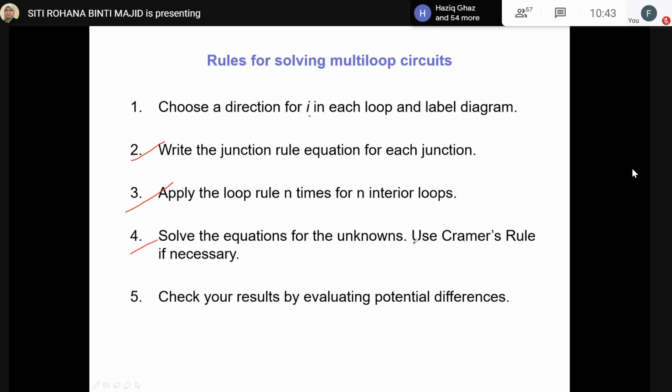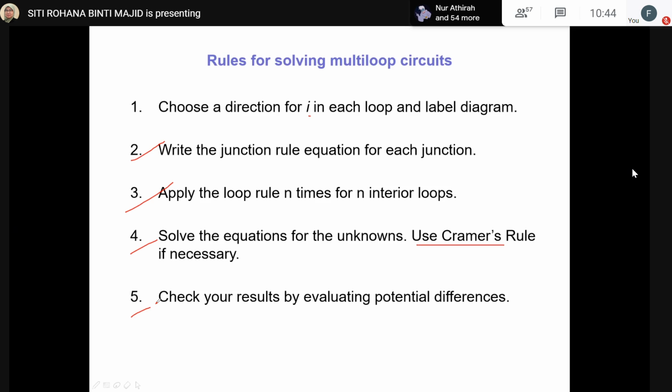If you don't prefer Cramer's rule, maybe it's a little bit long. If you use simultaneous equation, you decide whether you want to use Cramer's rule or any approach that is suitable for you to get the final results of the current or voltage, as requested in the question. And lastly, you have to check.